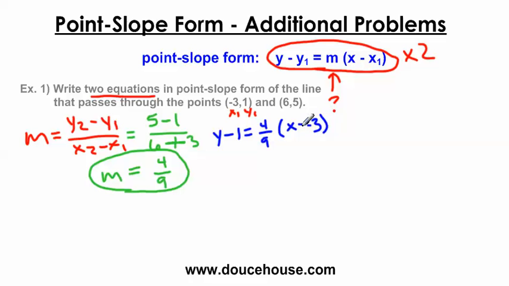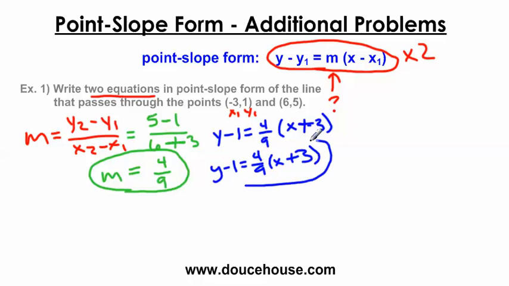And keep in mind, two negatives become a positive. Sorry, that was a -3. The two negatives become a positive here. And so if I were to write this again, y minus 1 equals 4 over 9 times (x plus 3). That is one of the two equations. So don't stop here. I need to come up with two equations, not one, two.